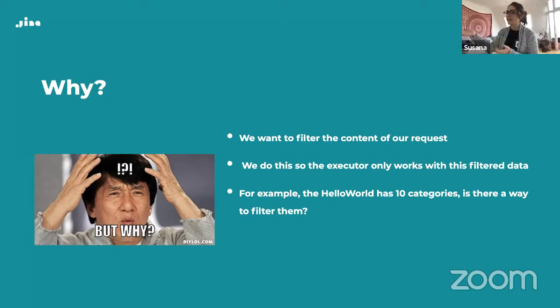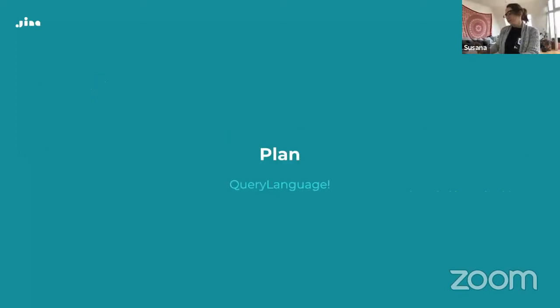Like it says here in the slide, in the Hello World example, we have 10 categories. I think there are bags and shoes and so on. We're going to create a document for each of them so we can then query, and so it's easier for us to access. The plan for how to do this is going to be with the query language.